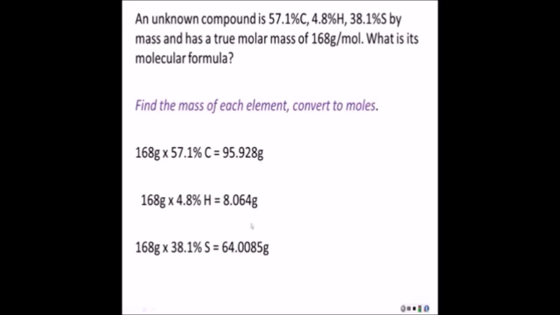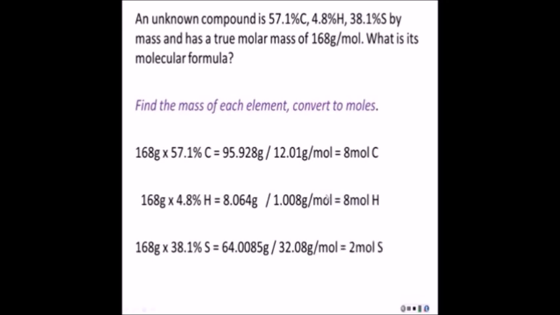And we're going to change each of these three masses to moles by dividing by their atomic masses. And I get 8, 8, and 2. So therefore, my true formula is C8H8S2. What would the empirical formula be? Well, all I have to do is just reduce these numbers, and I would get the empirical formula of C4H4S. So you see, there's more than one way to do this. Okay, and that's the end of the show.